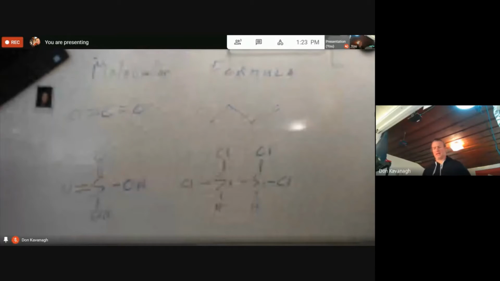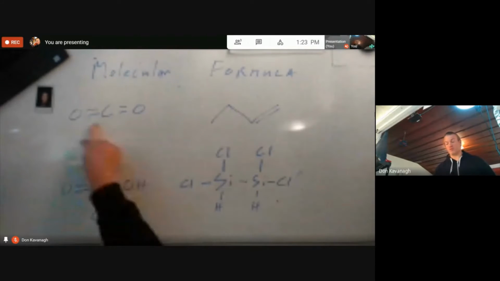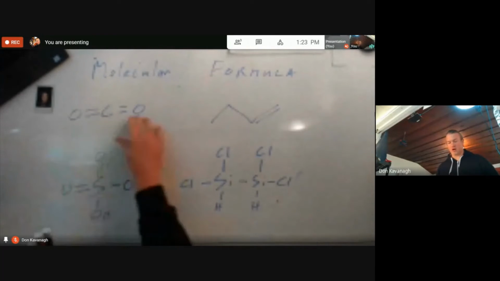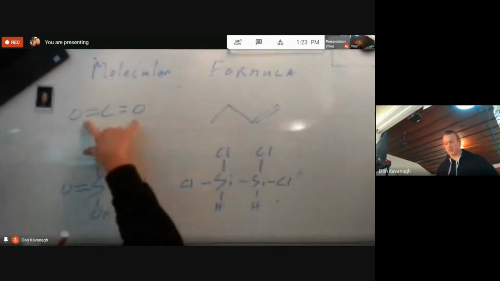We're going to write some molecular formulas given for these four chemical structures here. Molecular formulas tell you the atoms that are present, the quantities that are present, and a little bit of structural information. This first molecule or compound is carbon dioxide. It has one carbon and two oxygens.